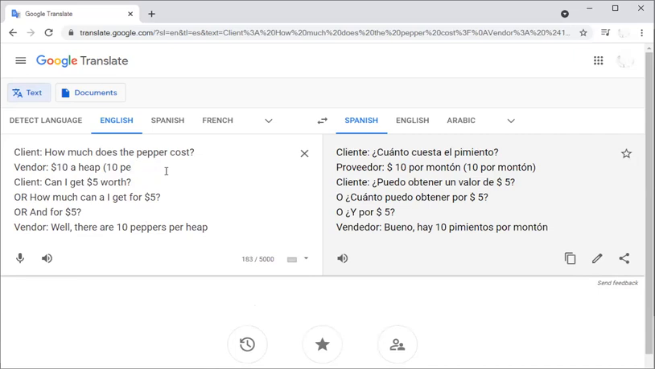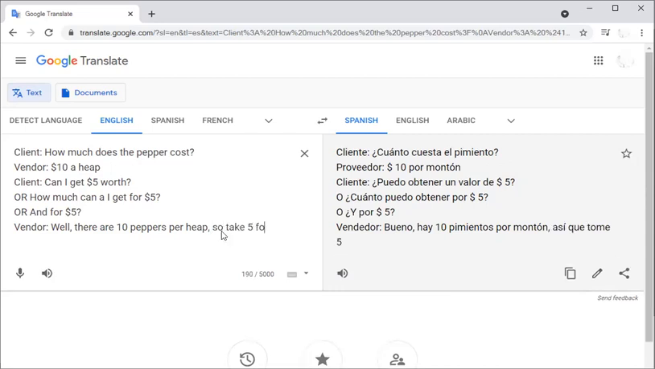Okay, so take 5 for $5. The vendor isn't saying, well, there are 10 peppers. They will say, take 5 for $5. Take 5 for 5. Simple.